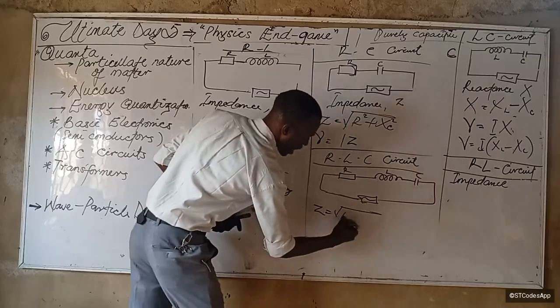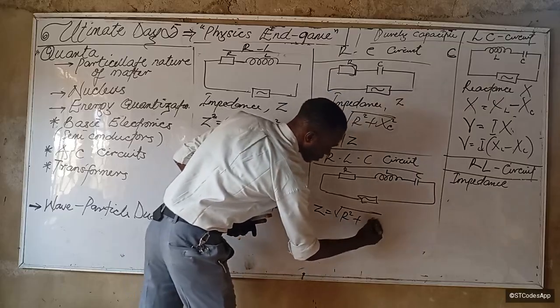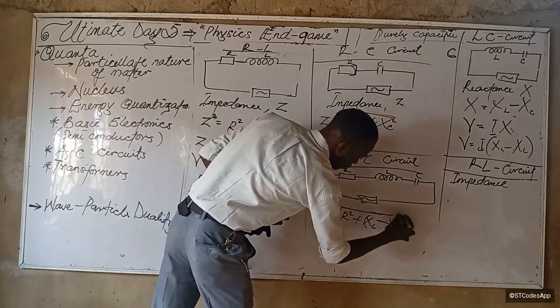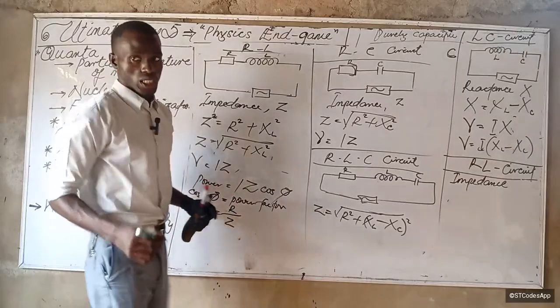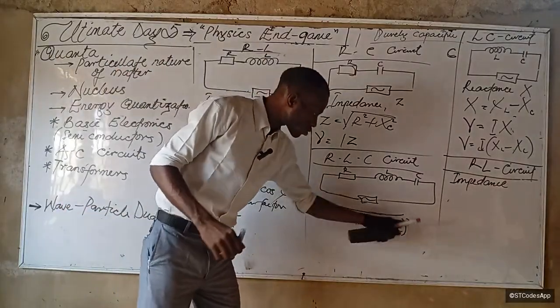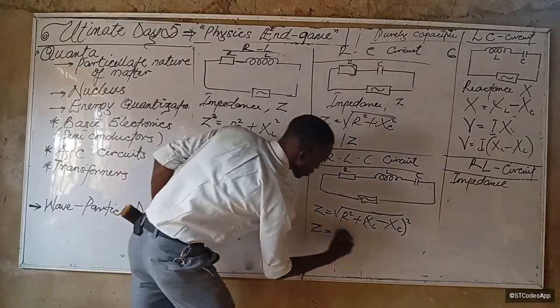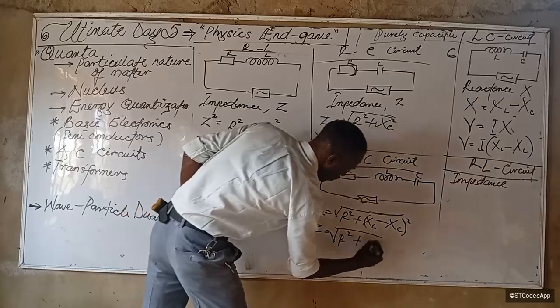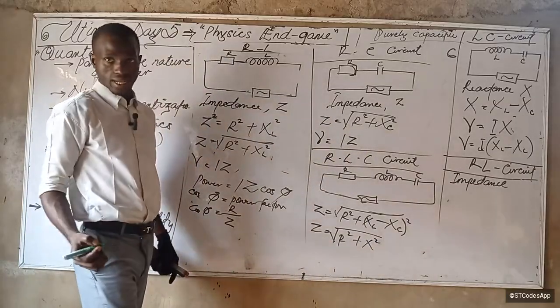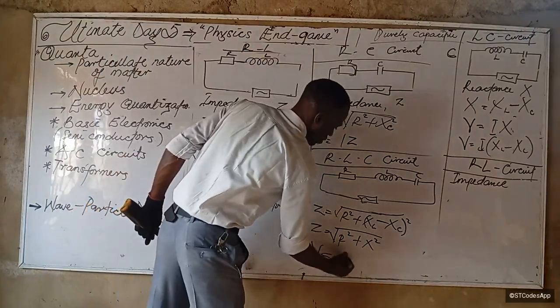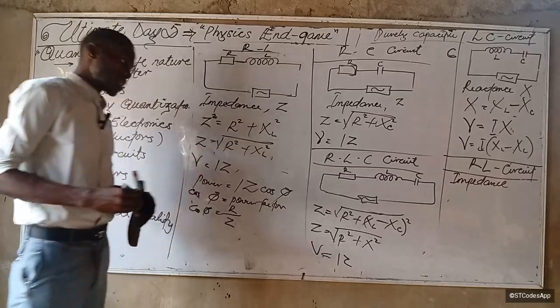And here impedance is now equal to what? The square root of R squared plus X of L minus X of C all squared. Remember that X of L minus X of C is X, these two together. So we can revise our equation as Z equal to the square root of R squared plus X squared. Do you understand? So our voltage here is going to be what? Still IZ. Are we clear?